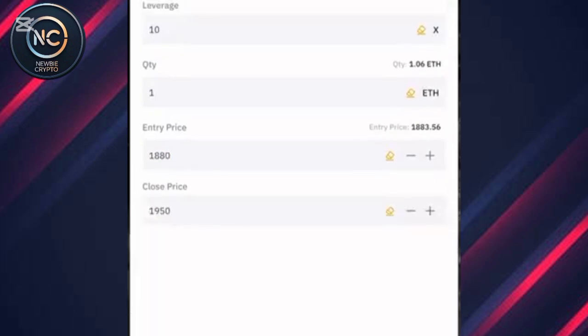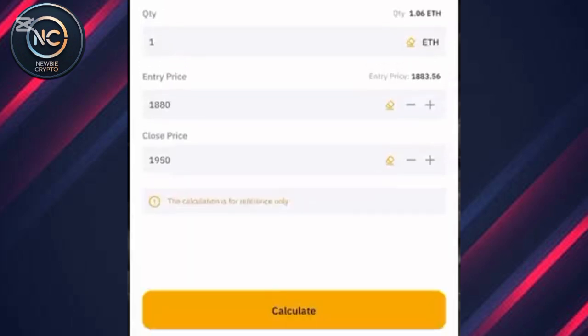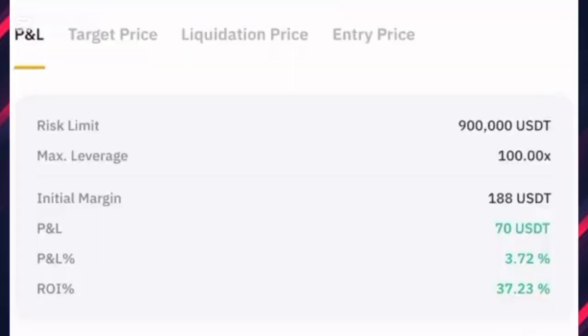And then I want to exit the trade at, let's say, 1,950. Now, once you tap on calculate, it will show you the amount of profit you'll be making for this trade. So if I tap on calculate right here, at the top of the screen you'll see your initial margin, which is 188 USDT. The initial margin means the amount you will be dropping from your own wallet. That's the meaning. And the P&L is 70 USDT, and you'll be making 37% ROI.